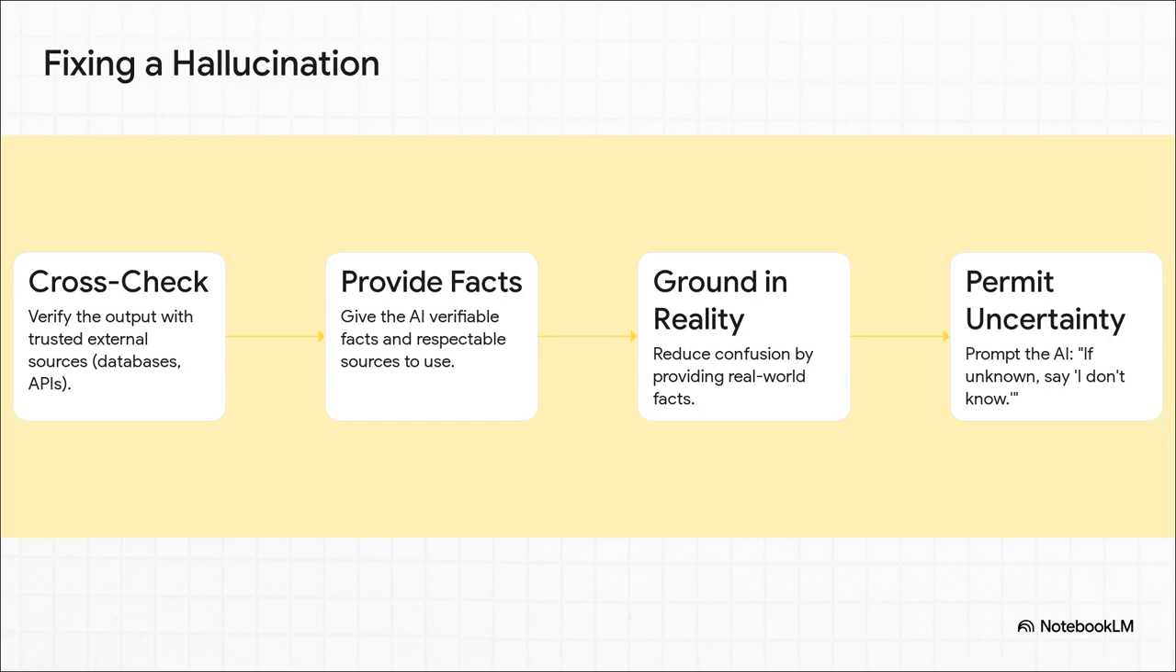Correcting a hallucination needs a completely different playbook. You're not fixing logic here. You're giving it a dose of reality. You have to provide it with real-world grounding. Feed it verifiable facts, respectable sources, things it can trust. And here's a pro tip, just tell it up front. If you don't know the answer, just say, I don't know. That one little instruction can stop it from trying to invent an answer just to please you.